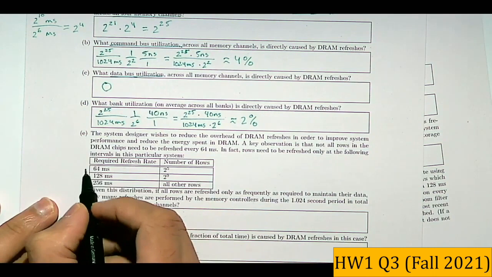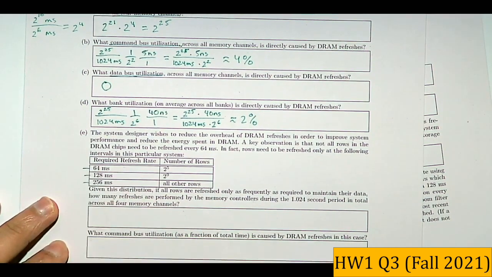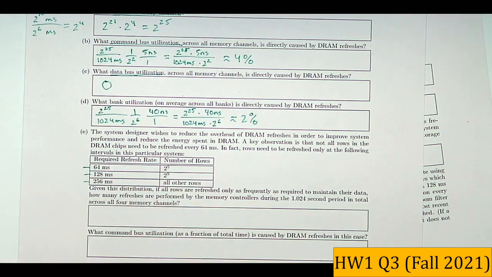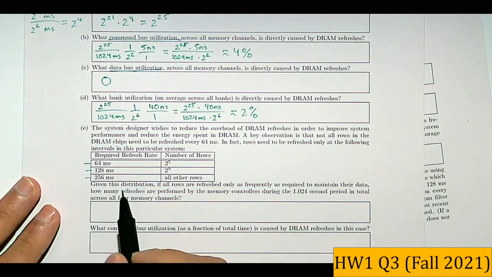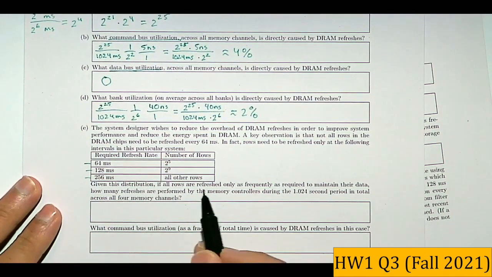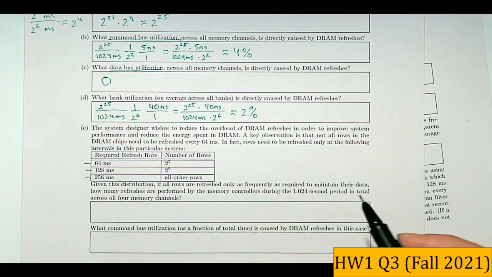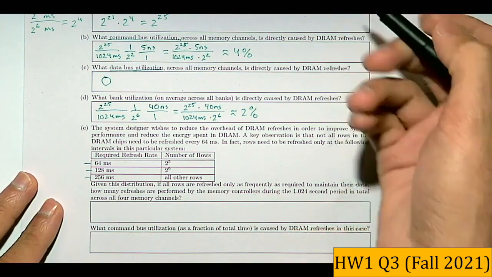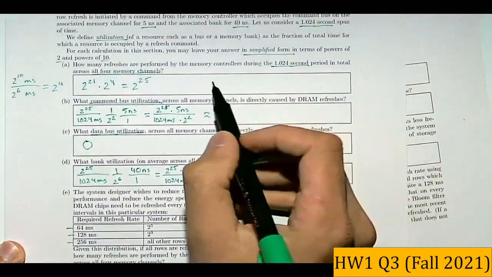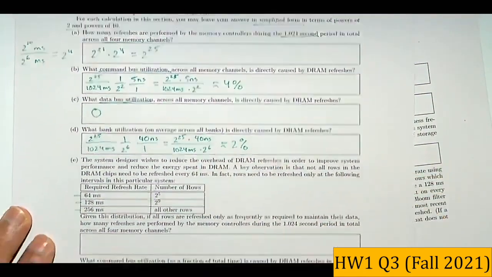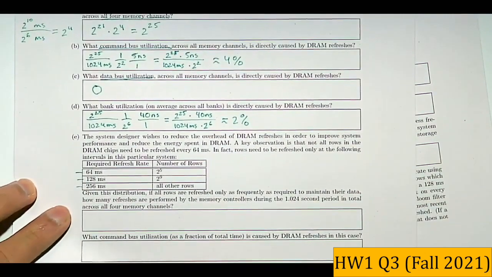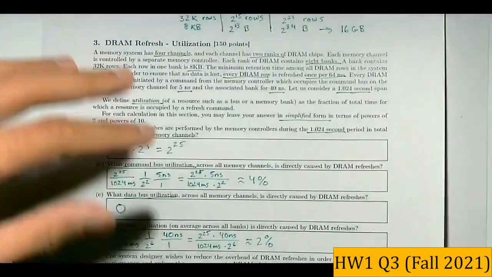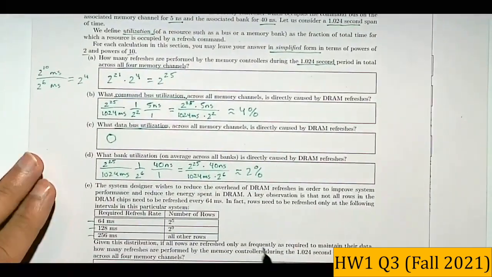There are 3 different refresh rates here: 64 milliseconds, 128, 256. And we have a different number of rows that fall into each of these buckets: 2 to the 5, 2 to the 9, and all other rows. The question then asks that given this distribution, if we only refresh rows as necessary, how many refreshes are performed by all the memory controllers during the same time period across all 4 channels? So it's basically the same thing as asked before, except now we have different refresh rates. And then after that, we're asked about the command bus utilization, data bus utilization, and bank utilization. So it's the same sort of computations we're going to do, except here we have a different number of rows.